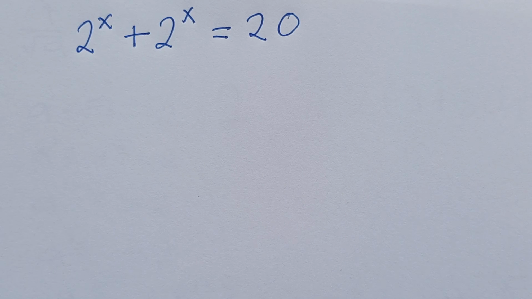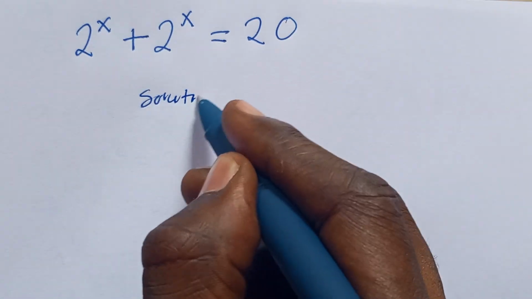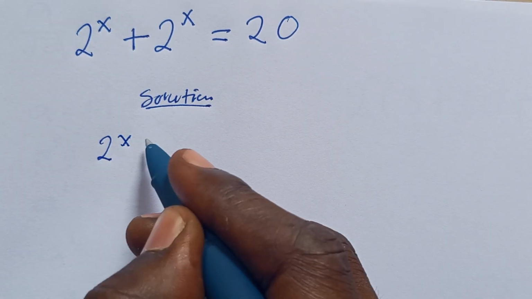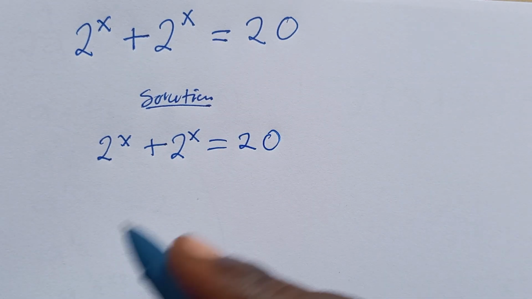So we are asked to find for x in the above equation. So solution, write down our equation: 2 to the power of x plus 2 to the power of x equal 20.